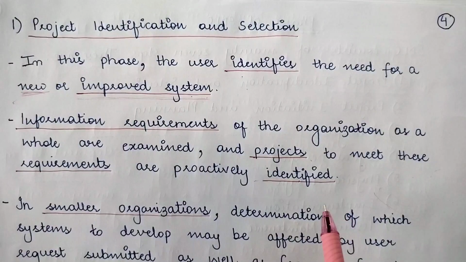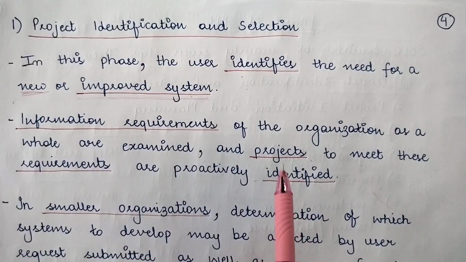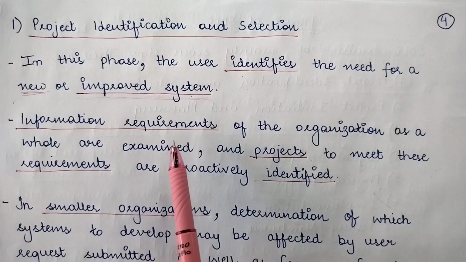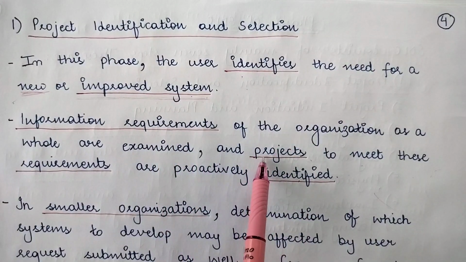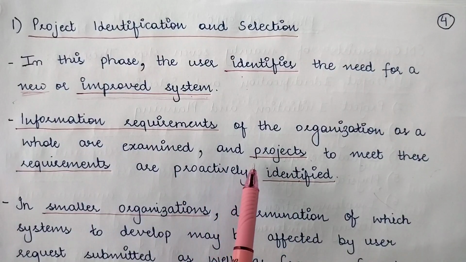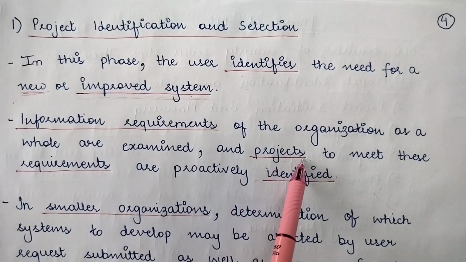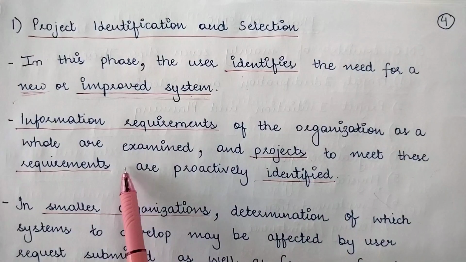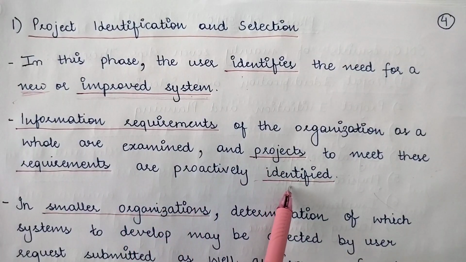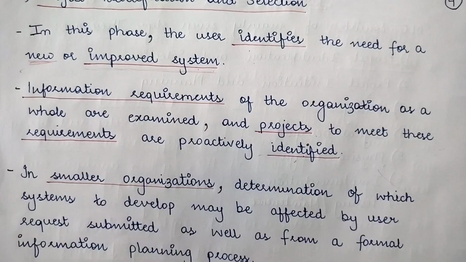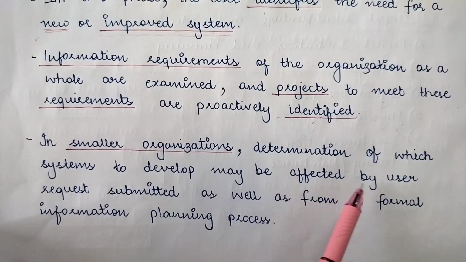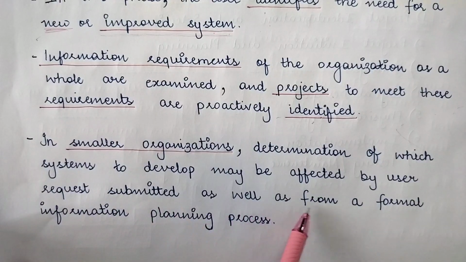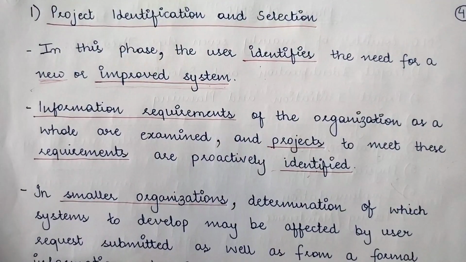Now, once the user comes up with the need for a new or improved system, the analyst will study or examine the information requirements of that particular organization, and then he will come up with projects to meet those requirements. Not just one project, but many alternative projects will be decided which can meet the requirements of that organization, and those projects are identified. So, in smaller organizations, determination of which systems to develop may be effected by user requests submitted, as well as from a formal information planning process. This is in case of smaller organizations.